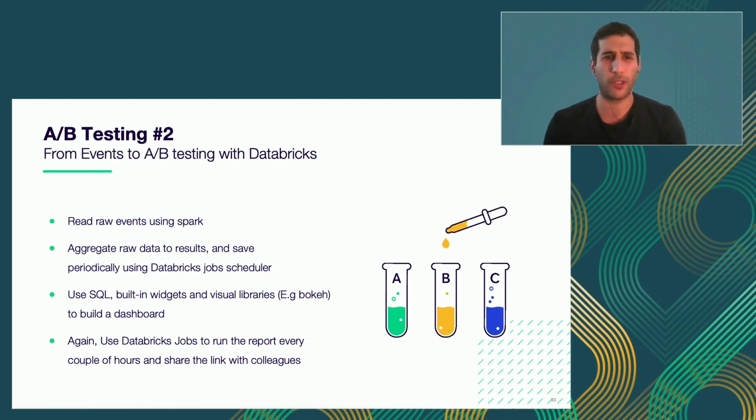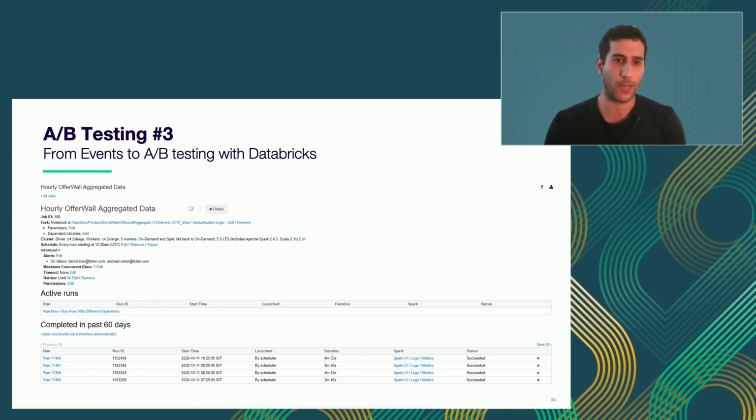We read raw data events using Spark. We aggregated to intermediate results and then saved it on an hourly basis using the scheduler, very easy. Afterwards, we used SQL, the built-in widgets in Databricks, and libraries like Bokeh to build a one-time dashboard. And again, we used the Databricks scheduler to schedule it every couple of hours. And we actually shared the link with our colleagues so they can look as well.